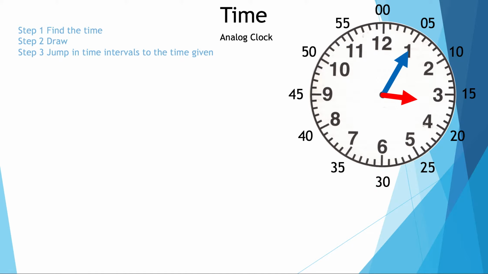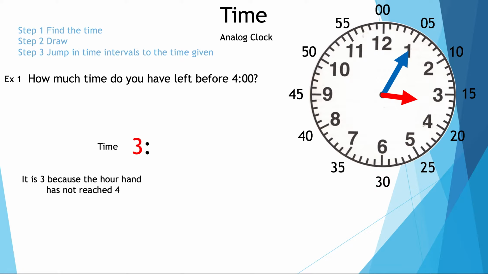Okay? So let's go ahead and read the question. How much time do you have left before 4 o'clock? So now we need to do step 1, find the time. So let's go ahead and find the hour. And it's 3 o'clock because the hour hand has not reached 4. Now, next thing we find the minutes, and it is 05 because the minute hand has reached exactly the 05 mark. And once again, if it's below 10, you have to write 2 numbers. So 01, 02, and so forth.